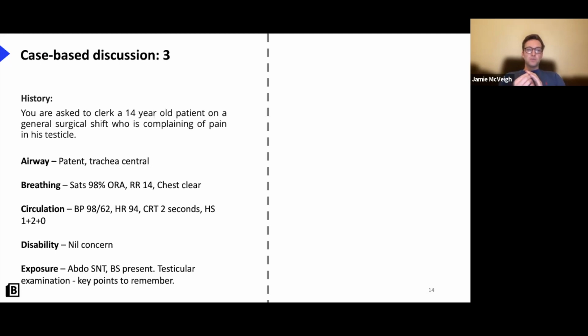Fine. So we'll just rush through the A to E because there's not a lot here. Airway's fine. His breathing's fine. He's not tachypneic. For a 14-year-old, the blood pressure and heart rate is not particularly concerning. He's not underfilled. Disability is no concern, and his abdomen is soft, non-tender, with bowel sounds present.